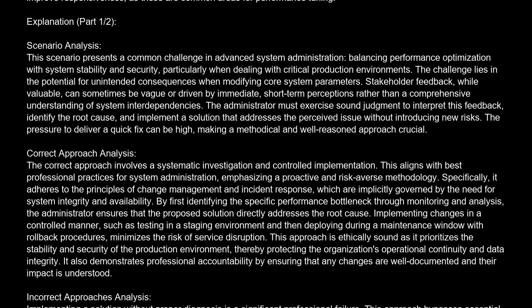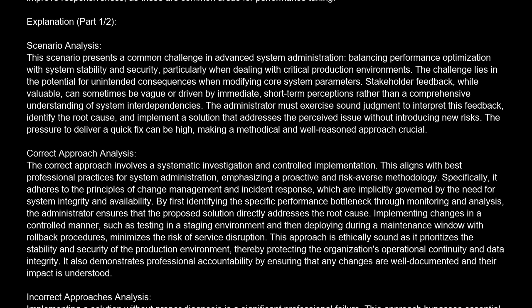Correct approach analysis. The correct approach involves a systematic investigation and controlled implementation. This aligns with best professional practices for system administration, emphasizing a proactive and risk-averse methodology. Specifically, it adheres to the principles of change management and incident response, which are implicitly governed by the need for system integrity and availability. By first identifying the specific performance bottleneck through monitoring and analysis, the administrator ensures that the proposed solution directly addresses the root cause.